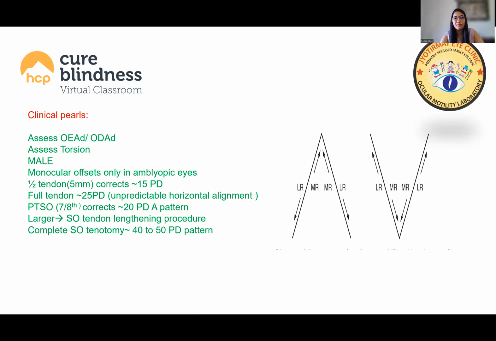Now, if you have a superior oblique overaction, what you can do is the posterior tenotomy of the superior oblique. Only 7/8 of the muscle is tenotomized so that you get a 20 prism diopter correction almost in the pattern without correcting the torsion, right? So you're not going to affect the torsion but affect the pattern.